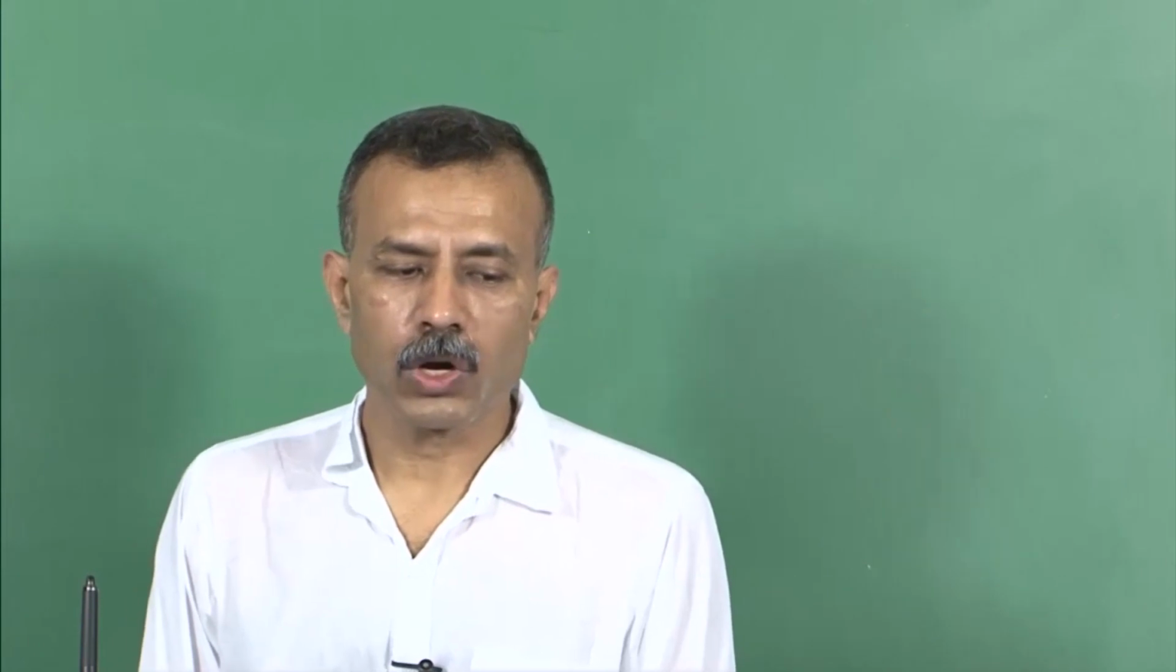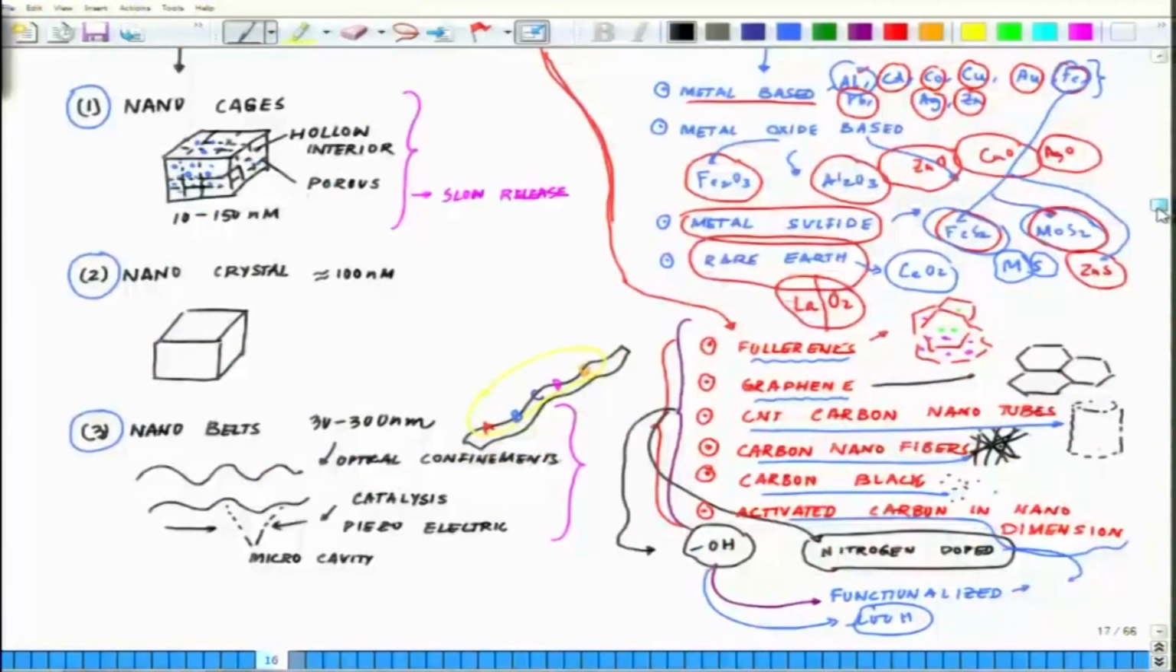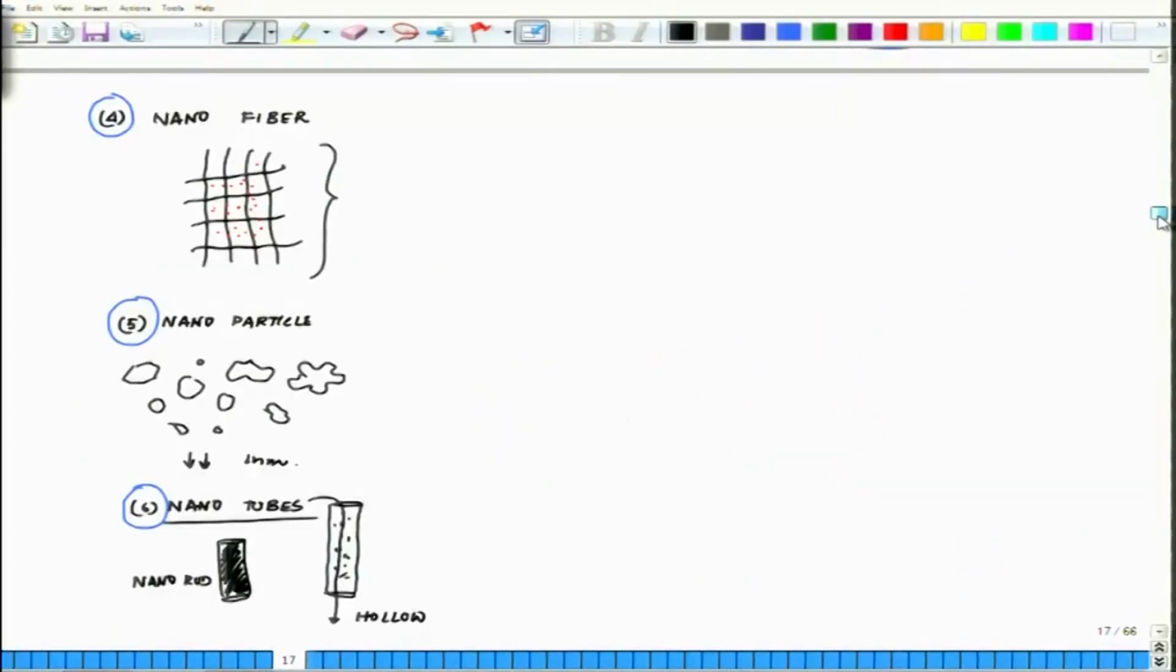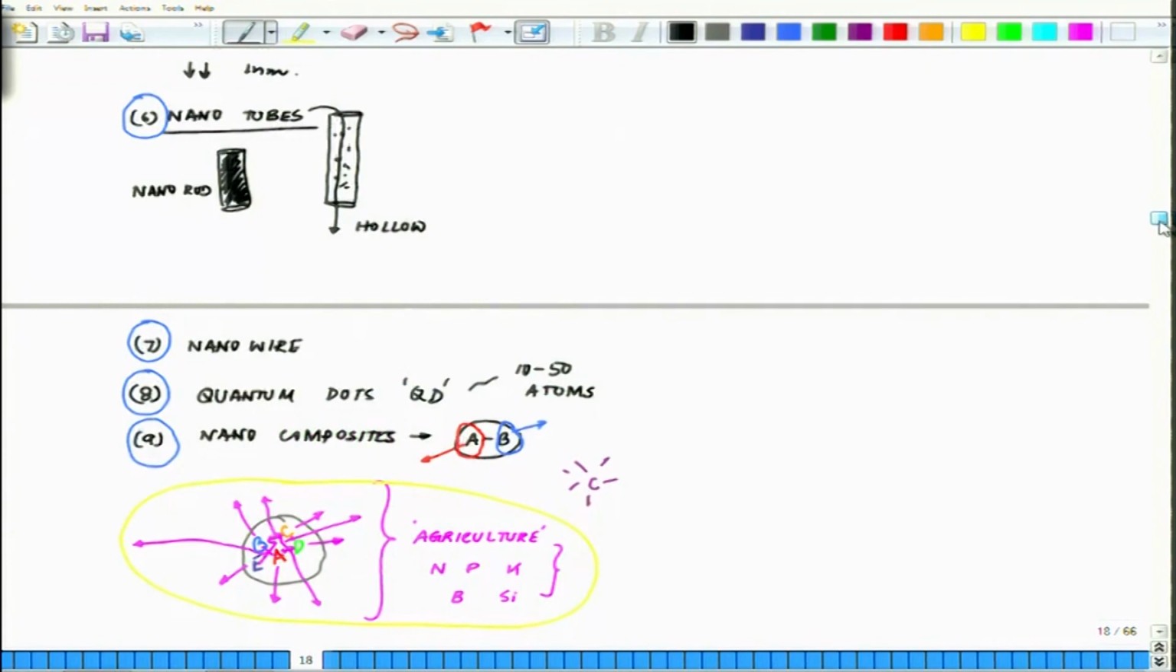As you are already aware, in the previous class we talked about the classification of nanomaterials. Just to have a brief recap: we talked about the shape and geometry based on which nanoparticles are classified, and the chemical nature. We talked about nano cages, nanocrystals, nanobelts, nanofibers, nanoparticles, nanotubes, nanowires, quantum dots and nanocomposites, and I gave exclusive examples highlighting how each one of these could be helpful.